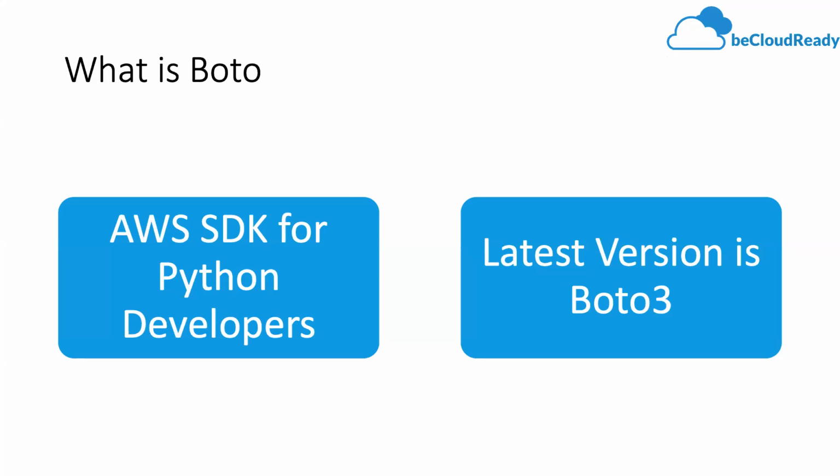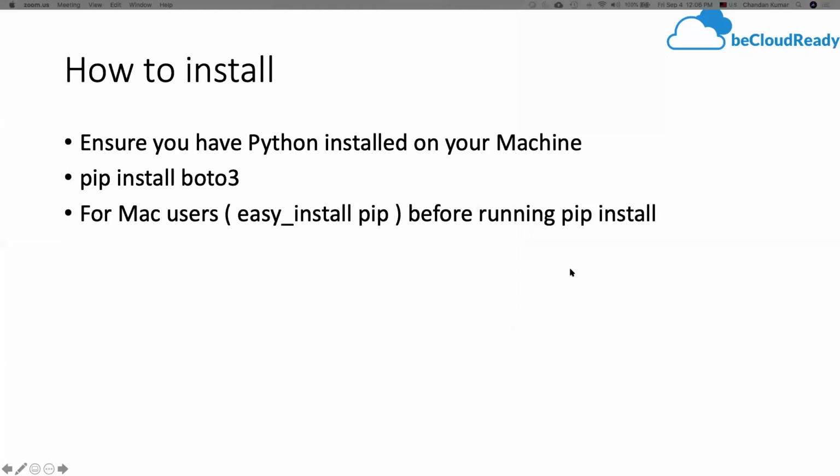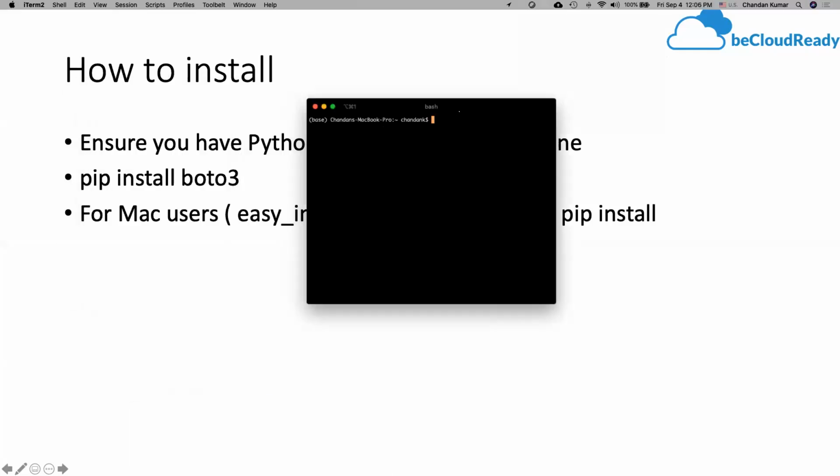So what is Boto? Boto is an AWS SDK, meaning software development kit, for Python developers. The latest version is Boto3. So how to install? Ensure you have Python installed on the machine, which is basically the base requirement. So let me reshare the screen so that you can see my screen as well. I hope you can see my screen. Let me spin up my terminal. So this is the terminal.